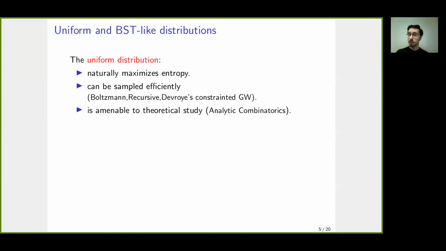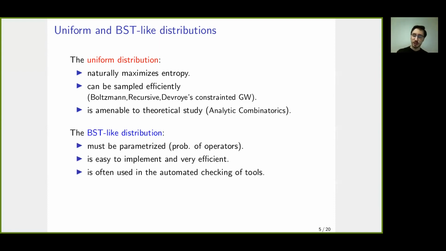But at any rate, the uniform distribution is also a very natural distribution because, firstly, it maximizes the entropy among all distributions over trees with a fixed number of nodes n. There are efficient algorithms for this, at least these three that I mentioned here. And one can study it theoretically by counting, with analytic combinatorics.